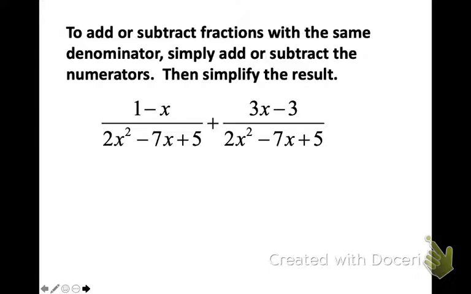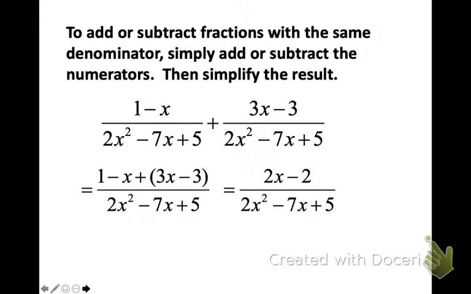So just like when we have a normal fraction, we add the numerators, and if the denominators are the same, we just carry them over. We don't have to do anything with them. So you'll notice in the numerator we have 1 minus x plus our 3x minus 3 from the second fraction, and we only wrote the denominator one time. Then, since it's all addition, we combined our like terms and got 2x minus 2.